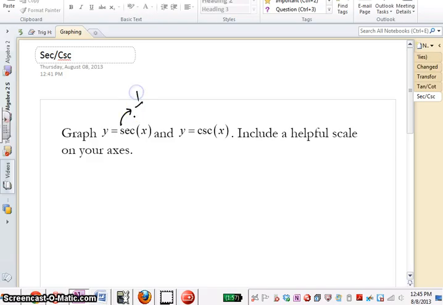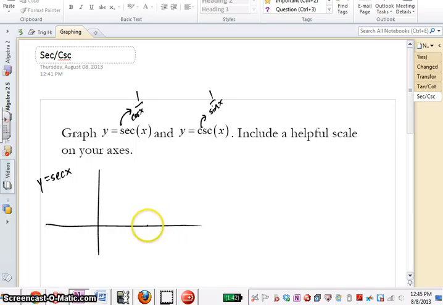To do that, we want to think about secant as being 1 over cosine x and cosecant as being 1 over sine of x. When I look to graph y equals secant of x, the asymptotes will occur whenever I'm dividing by 0. So, when will cosine of x be equal to 0? We've seen this before when we looked at the unit circle. The answer is that it happens when x is pi over 2, 3 pi over 2, negative pi over 2, or any other multiple of pi over 2.